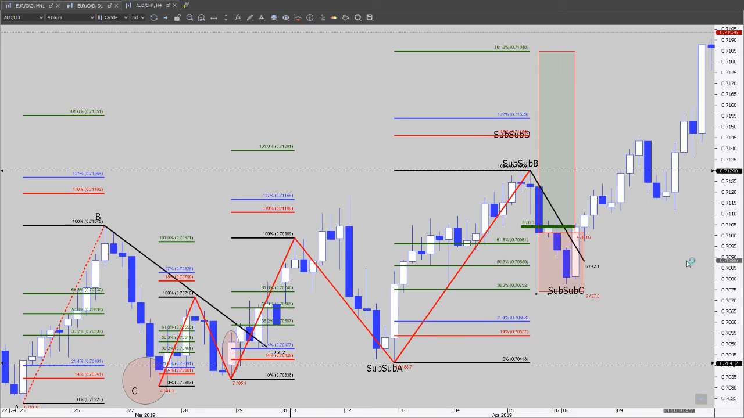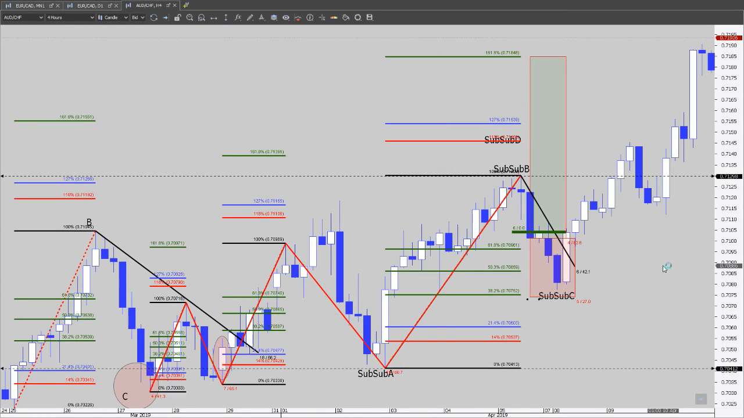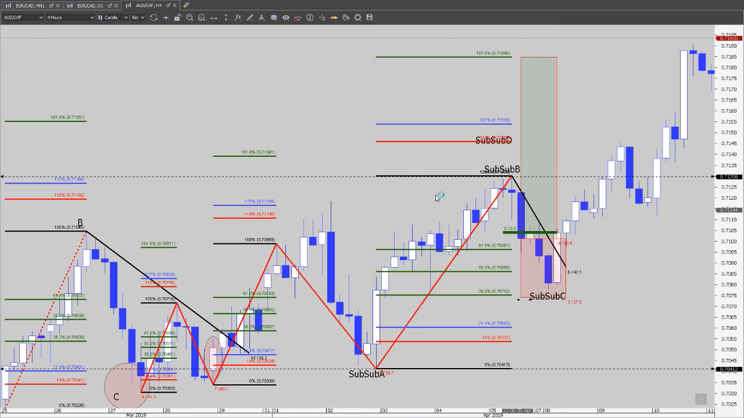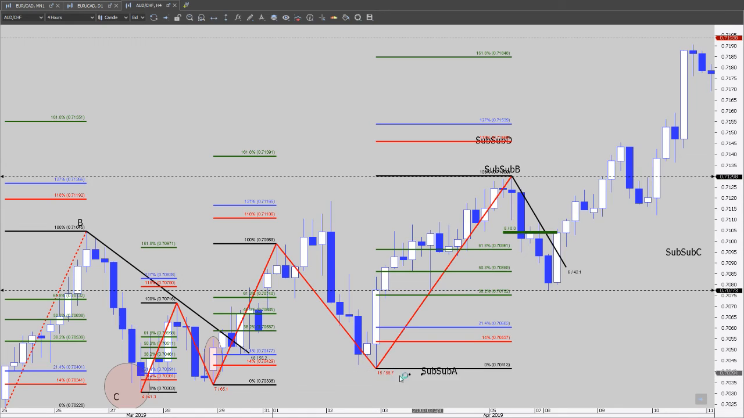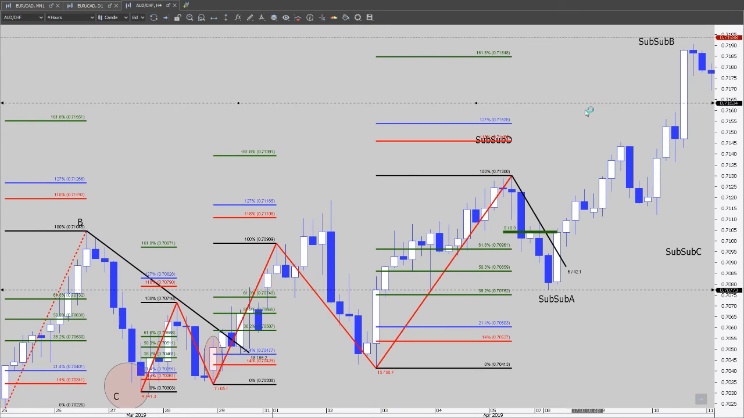Okay? So this is the new high, which is where the market just hit our D extension. What we're going to do, always the same: sub A goes to sub C, and the sub B goes up in here, goes to the sub D.